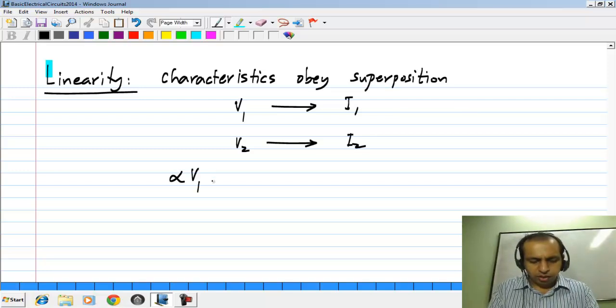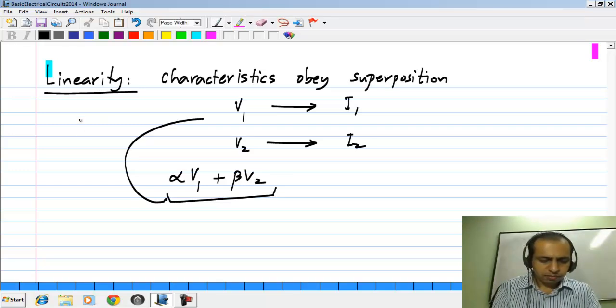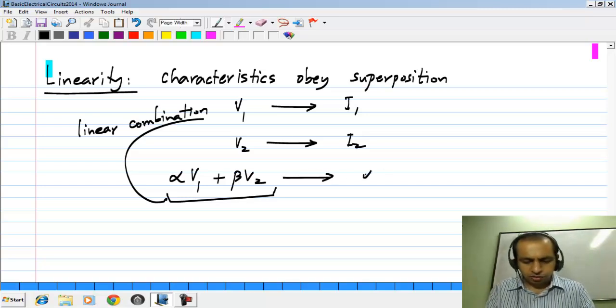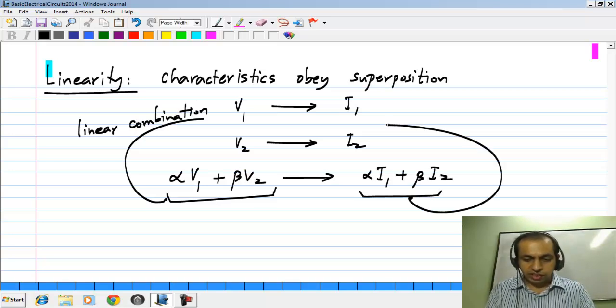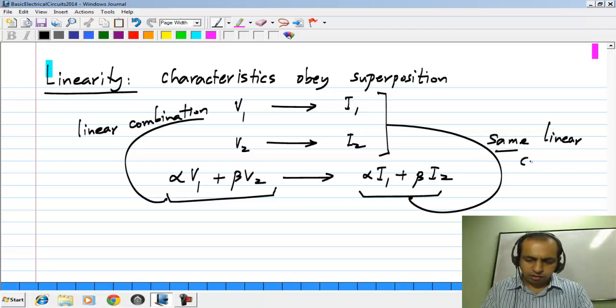If you apply a voltage alpha V1 plus beta V2, which is a linear combination of these two voltages, this results in a current which is alpha I1 plus beta I2. That is, it is the same linear combination of the effects. Alpha and beta are the same.